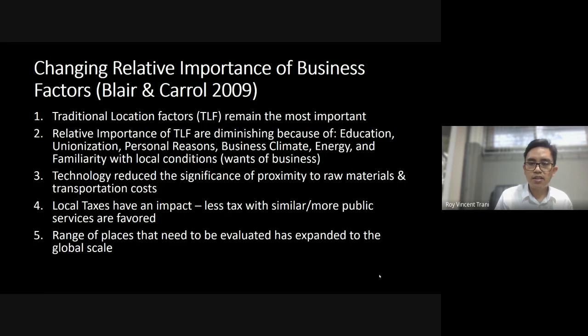Okay, again, sort of connected to education, technology reduces the significance of proximity to raw materials and transportation costs. So with better transportation technology, you could technically and also, I think, practically reduce the cost of transportation. And then obviously local taxes have an impact.